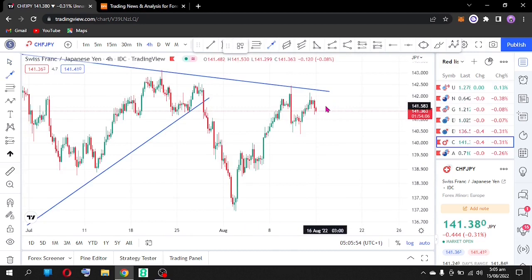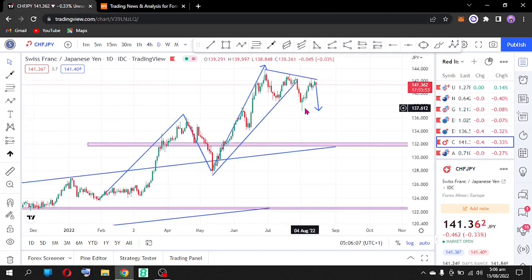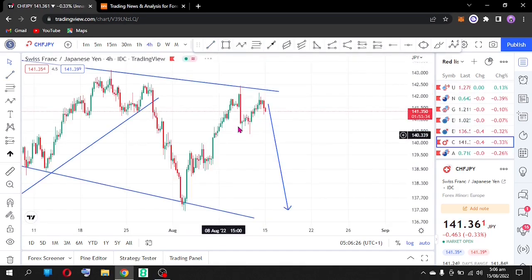So for CHFJPY, I think this pair will drop and it will reach this support level, because on the high time frame, which is on the daily time frame, we have this bearish channel. You can see here is a bearish support level. So I think this currency pair will reach this level.